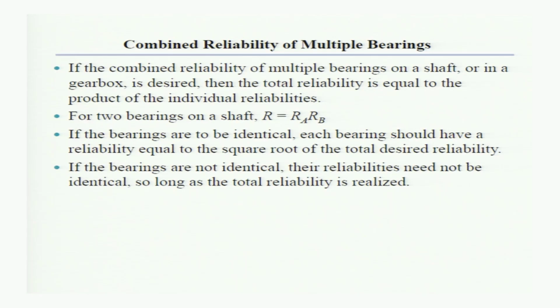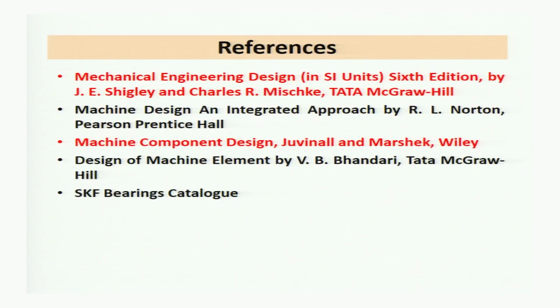Now, if the combined reliability of multiple bearings on the shaft or in a gearbox is desired, then the total reliability is equal to the product of the individual reliabilities. For two bearings on a shaft, the reliability will equal the reliability of the first bearing multiplied by the reliability of the second bearing. If the bearings are to be identical, each bearing should have a reliability equal to the square root of the total desired reliability. If the bearings are not identical, their reliabilities need not be identical, so long as the total reliability is realized.